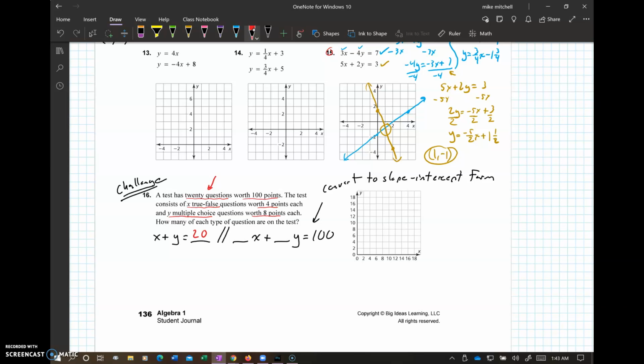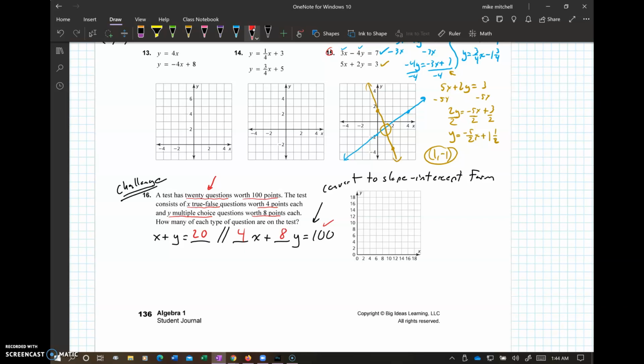Okay? Now, the 100, that's the 100 points that are on the test. Okay? Each true-false question is worth 4 points. So each one you're going to get right, that's going to be 4 points. That's going to be 4 times X. What's going to go in front of the Y? That's multiple choice. That's 8 points each. So there's your 2 equations.